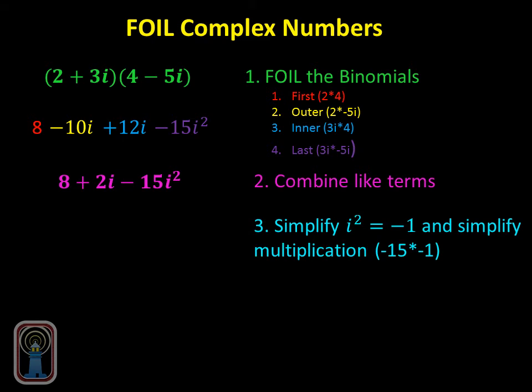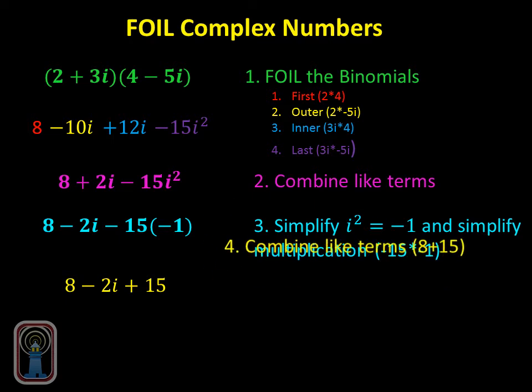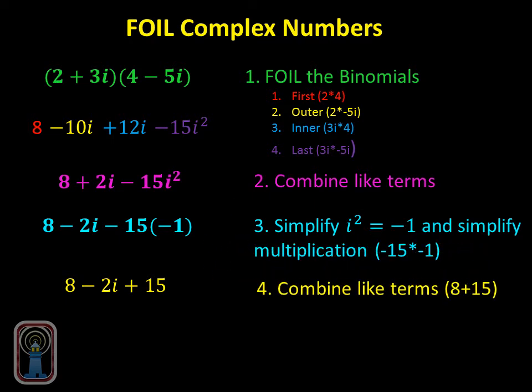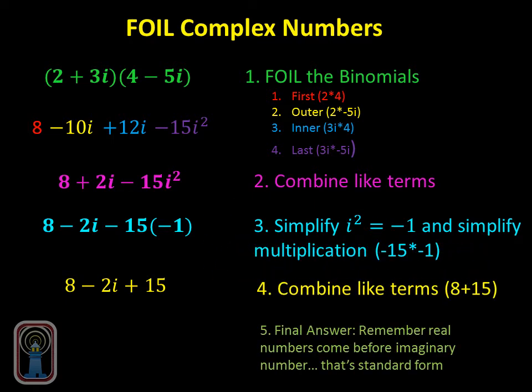We must simplify i squared, which equals negative 1, and simplify the multiplication. So negative 15 times a negative 1 is a positive 15. We must combine our like terms again, 8 plus 15, in order to get our final answer of 23 minus 2i. Remember, real numbers come before imaginary numbers. That's standard form.